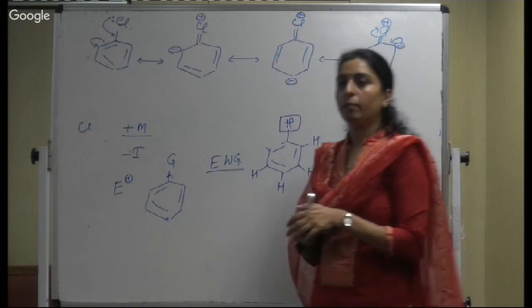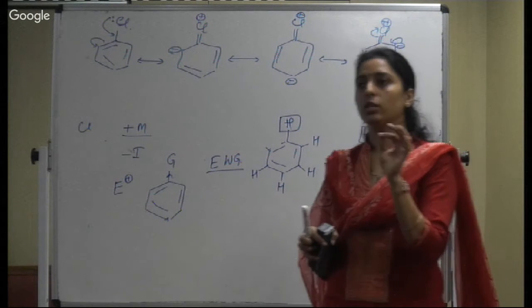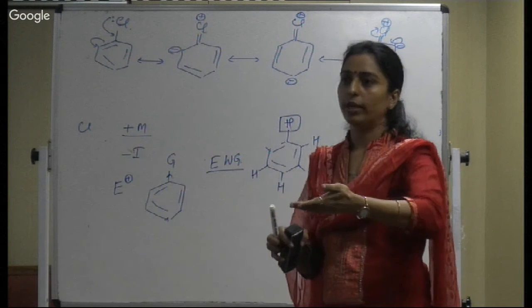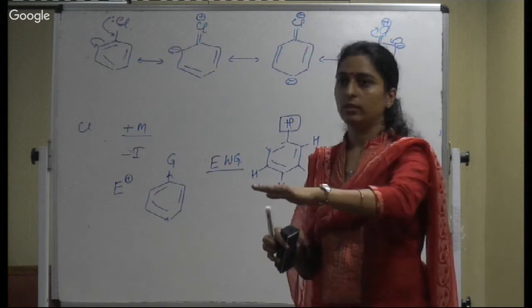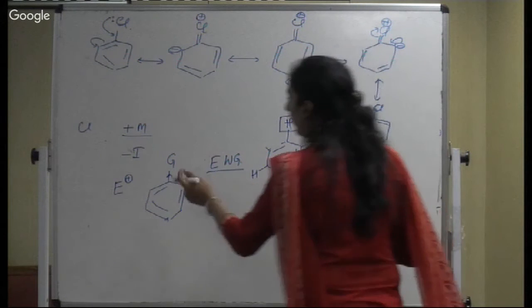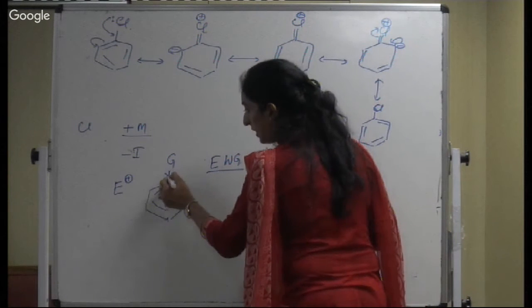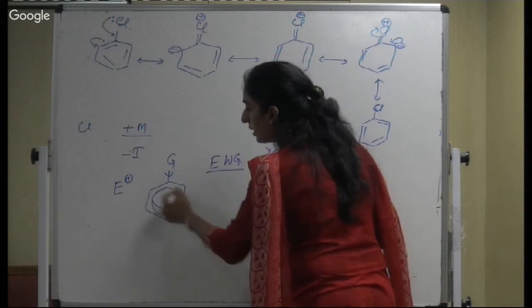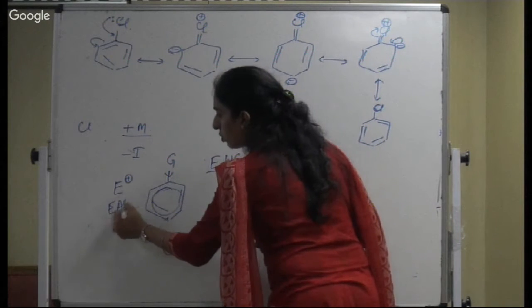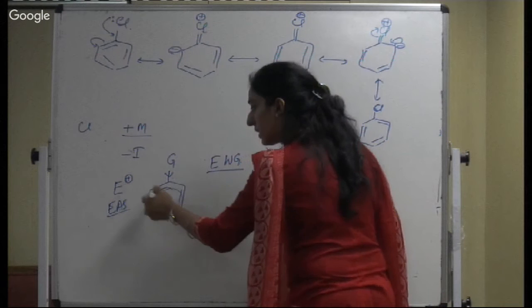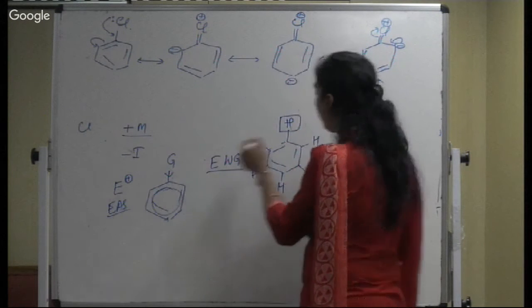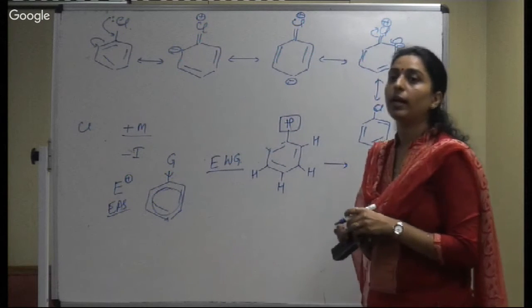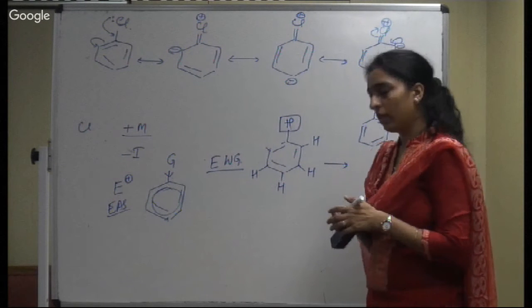Remember, whatever the group is, if it is electron donating, then that group is activating the ring towards this electrophilic aromatic substitution, because the electrophile will see more electron density on the ring in comparison to simple benzene. Am I clear to everybody?